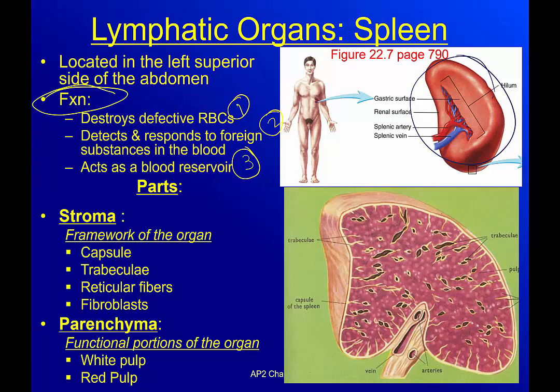Okay, so I'm going to introduce 2 words. Don't worry about the rest of it for right now, but stroma will always mean framework. Parenchyma will always mean functional portion. You know how medulla always means middle and cortex always means outside? This is the same. If you hear parenchyma, it's the functional portion of an organ. If you hear stroma, it's basically the girders in the building. It's just a framework.